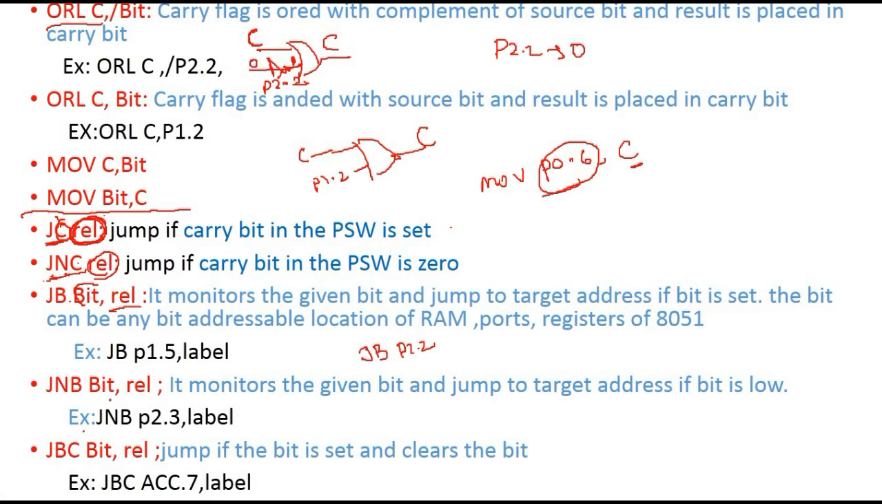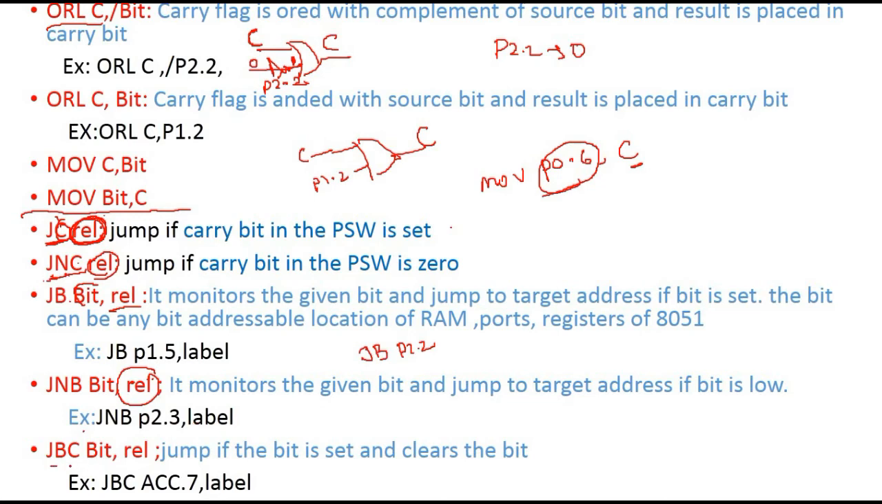Next is JNB bit, relative. It monitors the given bit and jumps to the target address if the bit is low. This is just the opposite of JB. If the bit is not set, meaning the particular bit is zero, then we move to the particular relative address. For example, you can see JNB P2.2.